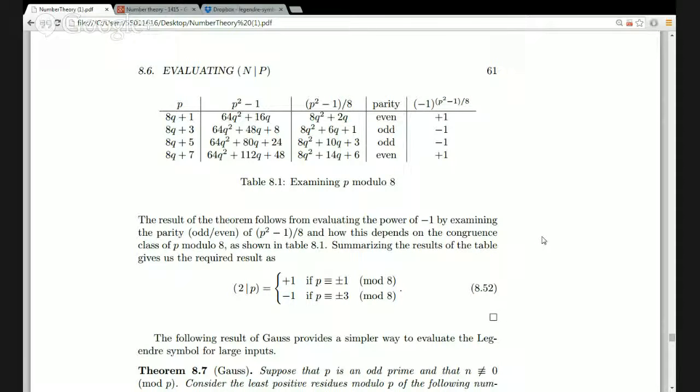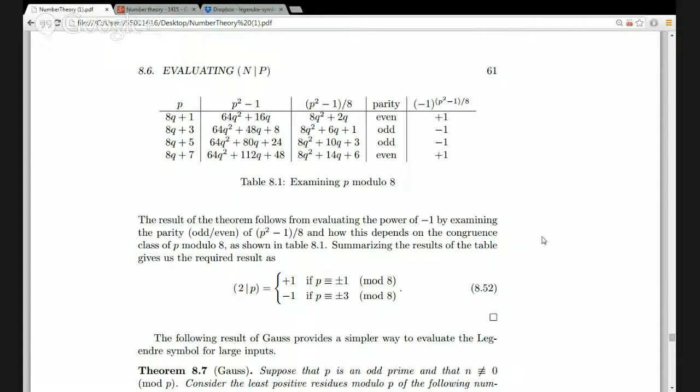Because it's (p squared - 1)/8, if we look at what p is modulo 8, we should get the answer. Remember, p is an odd prime, so there's just 4 possibilities for p modulo 8. P can either be 1, 3, 5, or 7 modulo 8. Now, if we square it, subtract 1, divide by 8, you can track through the answers. You get even, odd, odd, and even for (p squared - 1)/8. So -1 to that power is going to be +1, -1, -1, +1.